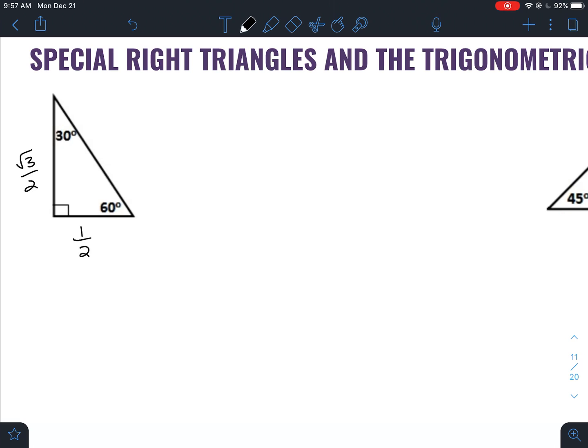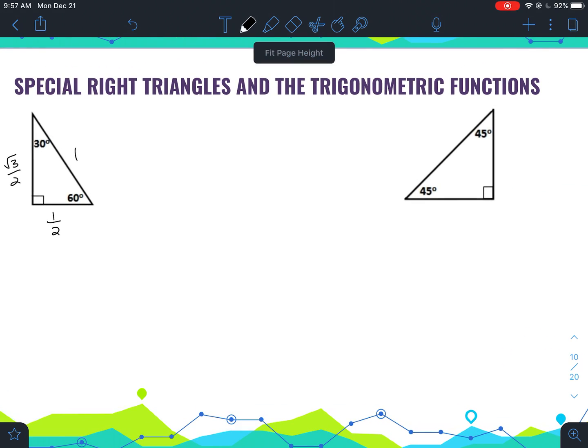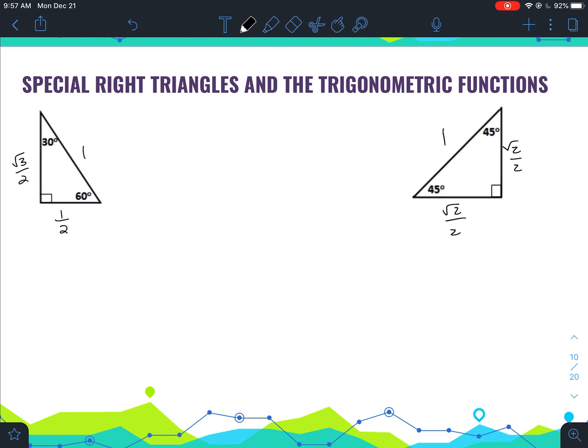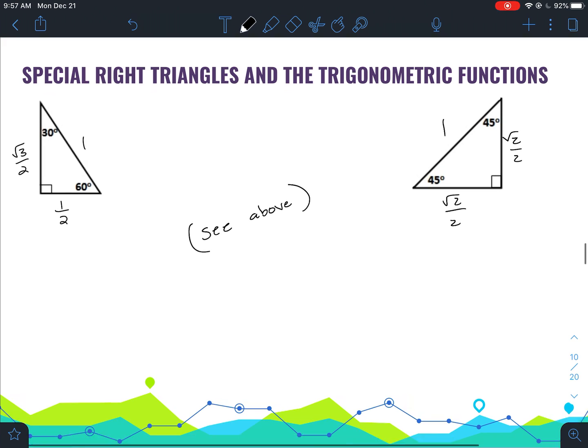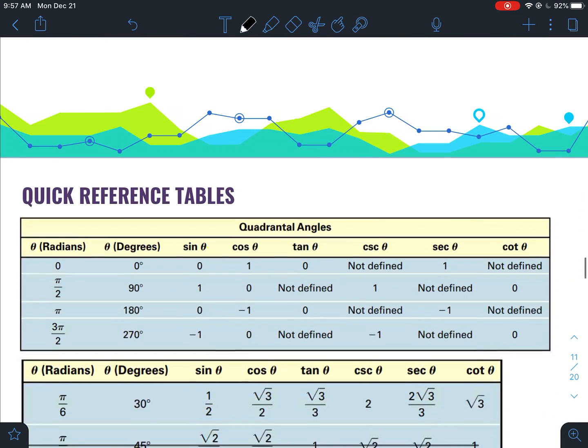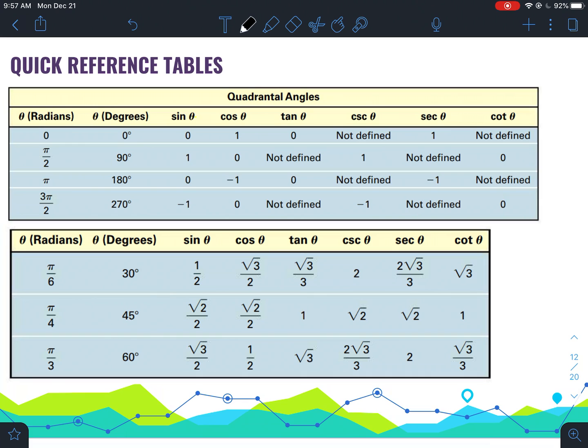All right, we already talked about our special right triangles. So if we are at the 30, 60, 90, remember that this is 1/2, square root 3 over 2, and 1 for the unit circle. And then for the 45, 45, 90 degree angle, we've got square root 2 over 2, square root 2 over 2, and 1. And then we already listed all of the special angles up above, so see above, for the sine, cosine, tangent, and the reciprocals of those three.